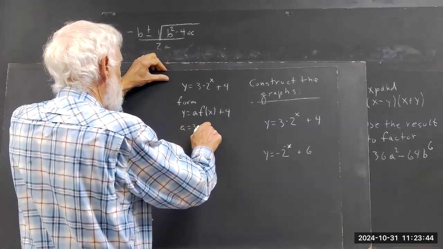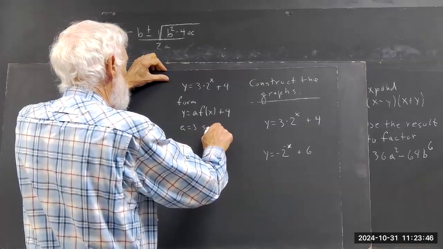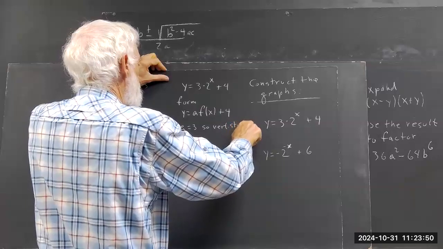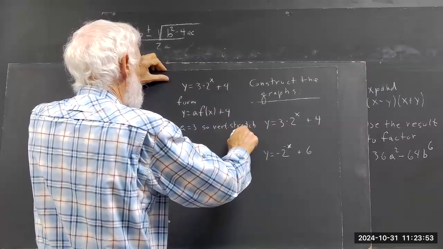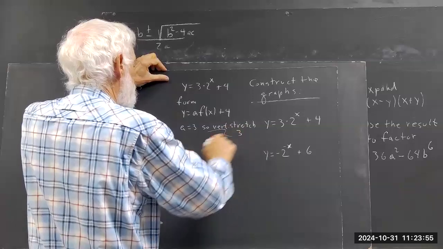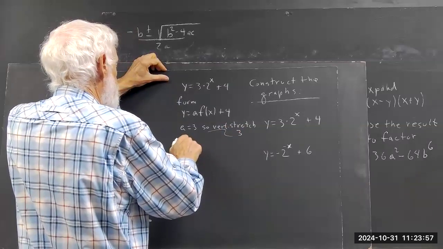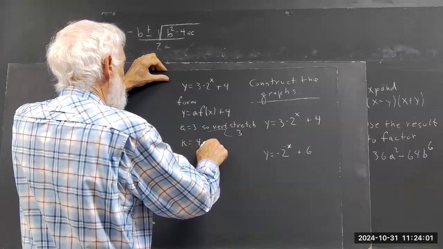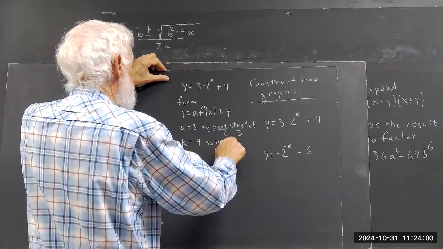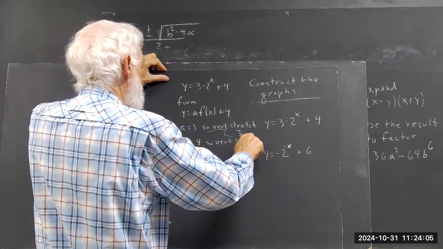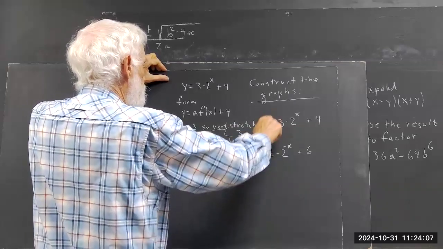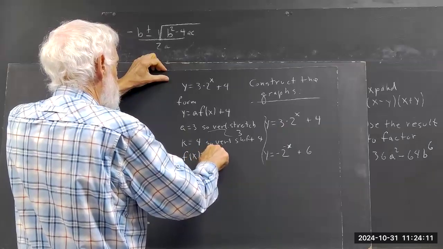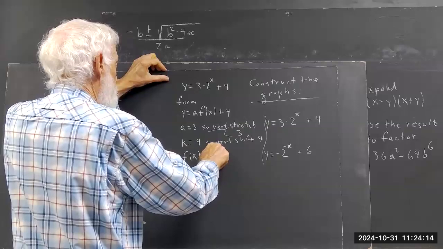A equals 3. The vertical stretch factor is 3. Vertical shift is 4, and f of x, of course, equals 2 to the x.